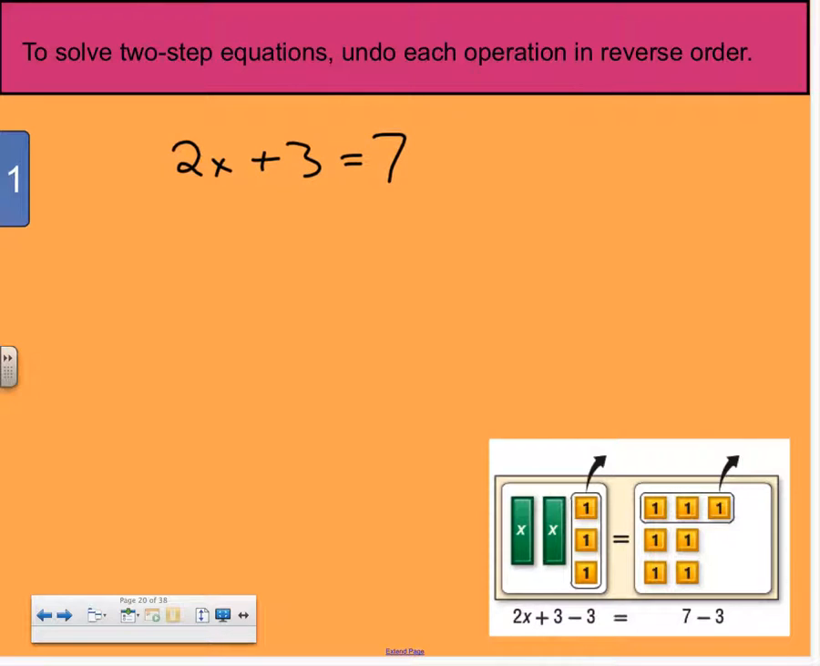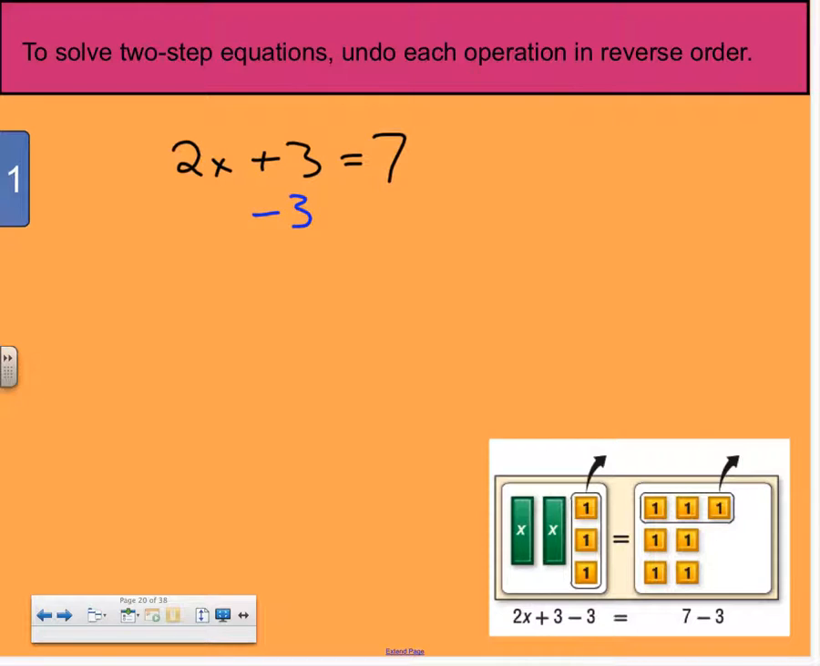Now, when we were solving one-step equations, it would have probably just said 2x equals 7, and there would not have been the plus 3. Okay. So someone tell me, what do you think we're going to do first? Who wants to be brave and let me know? Bianca, what do you think? Bianca says to subtract 3 on both sides, and that is correct. Okay. So we are going to subtract 3 on both sides.